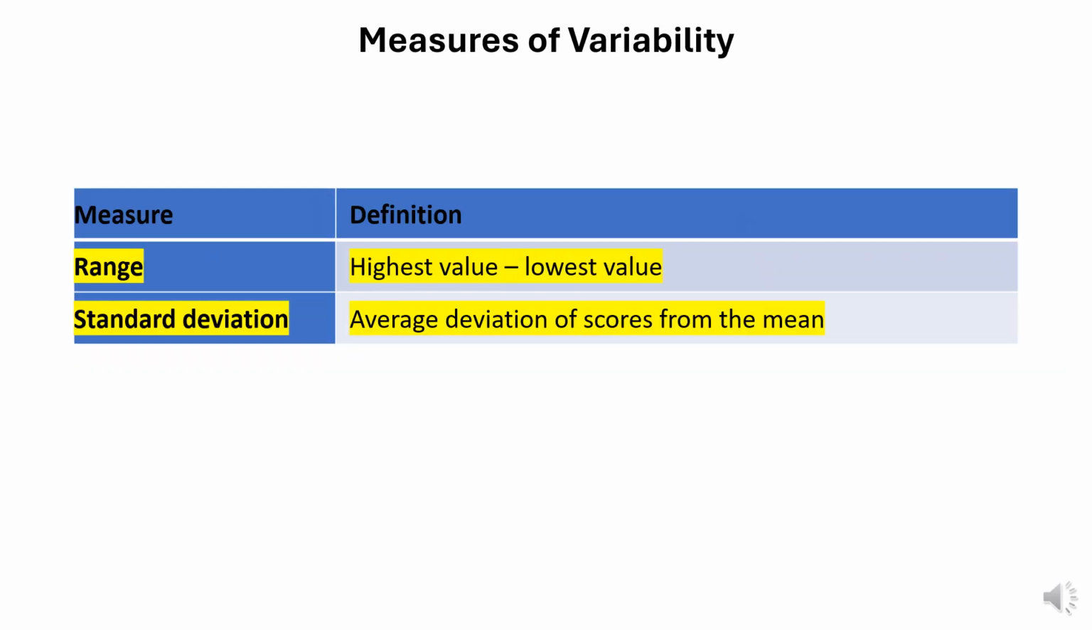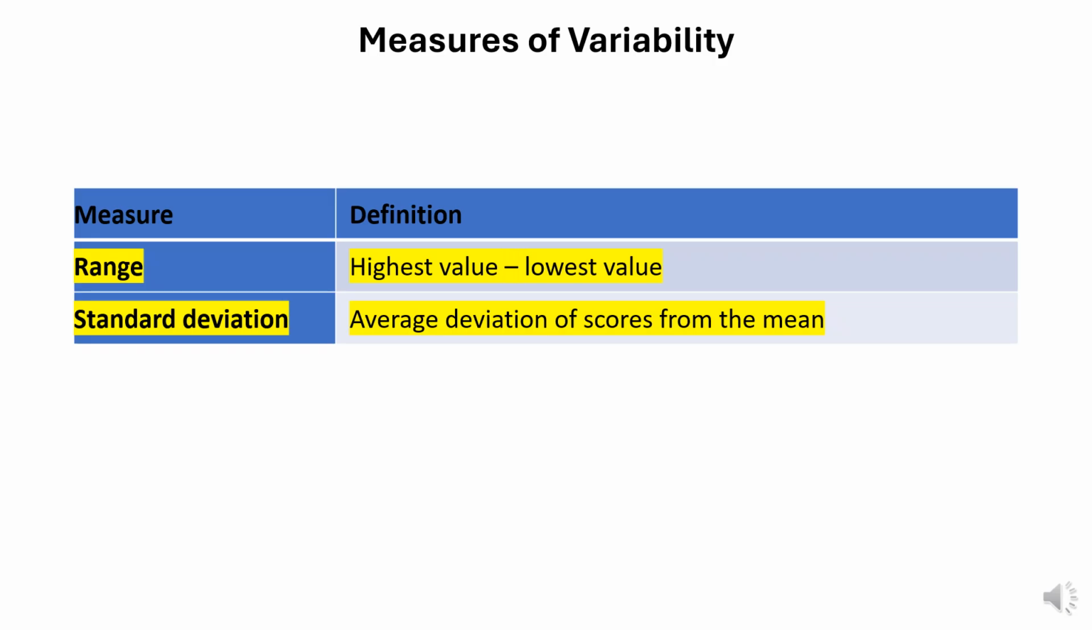Measures of variability. While measures of central tendency tell us where the center of a distribution lies, measures of variability tell us how spread out or dispersed the scores are. The simplest measure is the range, calculated by subtracting the lowest value from the highest value. Although easy to compute, the range only considers the two extreme scores and can be misleading when outliers are present.